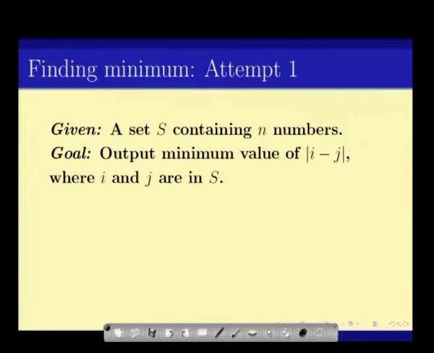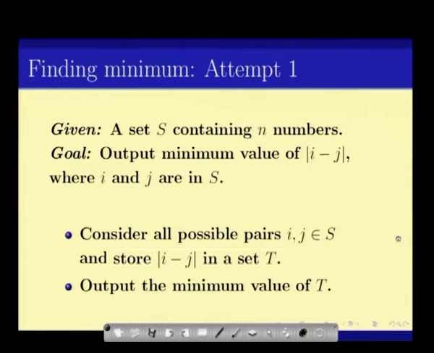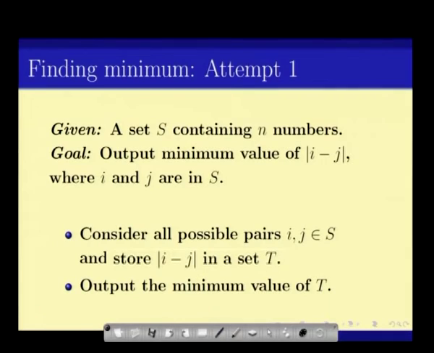Here is the first attempt that one can make, very similar to the case of finding the minimum in a set of n elements. Here also, we can consider all pairs i and j in S. For all pairs i and j in S, I will store the value of i minus j in a set T, and finally, we will output the minimum value that we get in T. This algorithm is obviously correct, because we are going over all possible i, j pairs, and for each pair we note down the difference between i and j, and then among all of them we output the minimum.